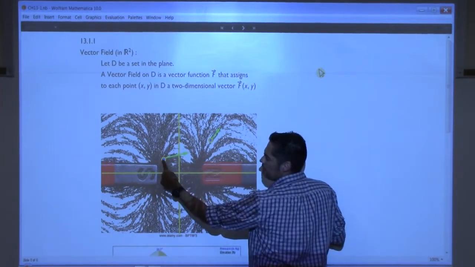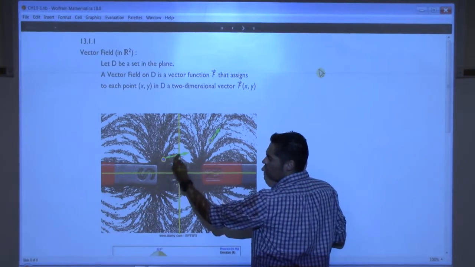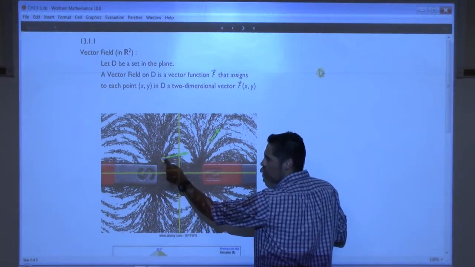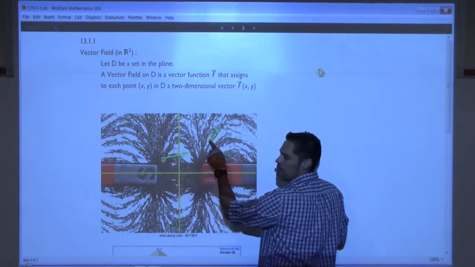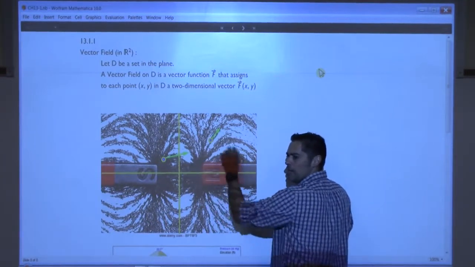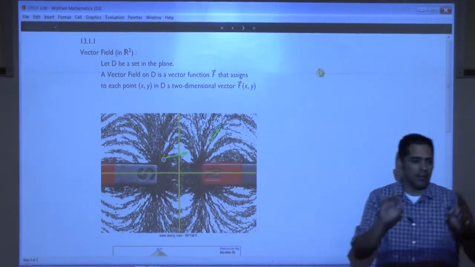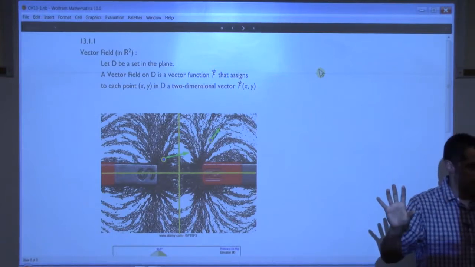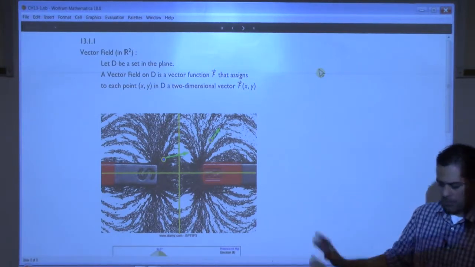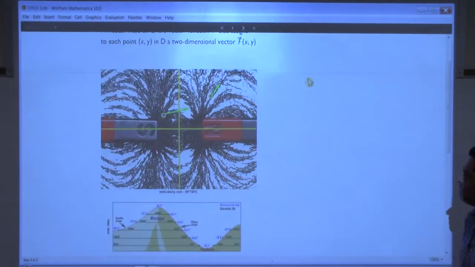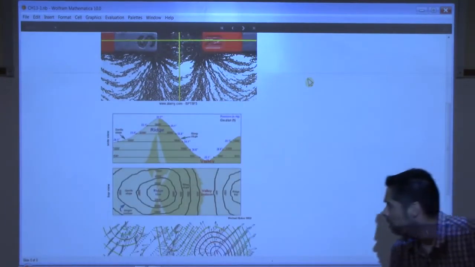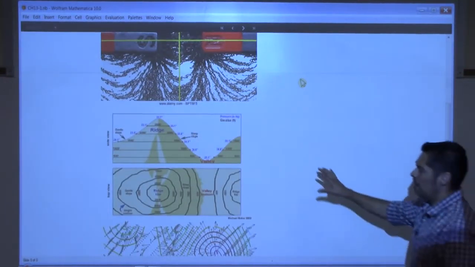So if you're here, you have a longer vector, which means the magnetic field is stronger here, and the direction is different than up here, right? So at every point in the actual domain, there is a vector at each point, right? That's a vector field. Another example of this is if we look at like a hill, right?